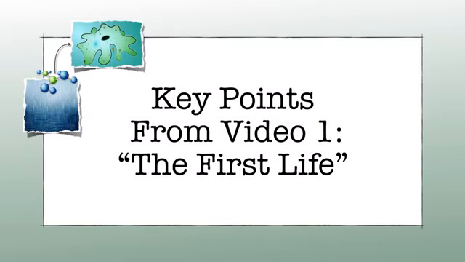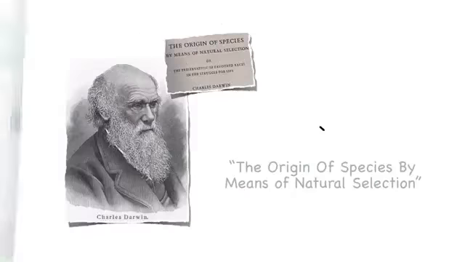Let's quickly review a few of the key points from video 1 and the first life, since what we'll be covering here in this second video builds somewhat upon what we learned in our last video. As we did learn, the theory of evolution became very popular from the work and contribution of this man, Charles Darwin, and his famous book, The Origin of Species by Means of Natural Selection, written back in 1859. Many today who believe in this theory of evolution are called Darwinists.